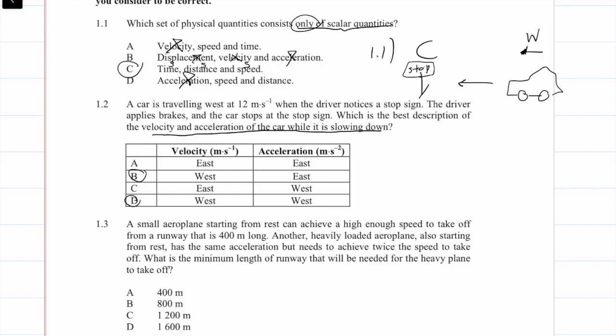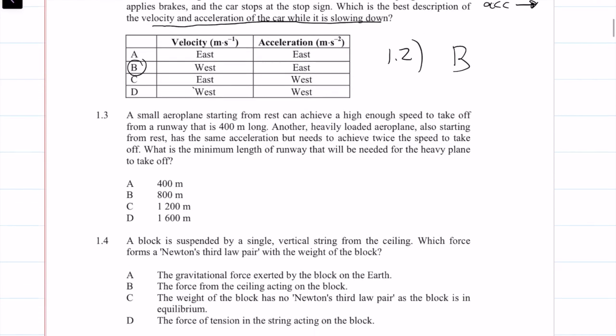So the acceleration, if we were accelerating towards the west, then we would be increasing in speed. But we are decreasing in speed, or we're slowing down. Therefore, the acceleration must be in the eastward direction. So we're looking for west and east. So our option is B. So question 1.2, the answer is B.